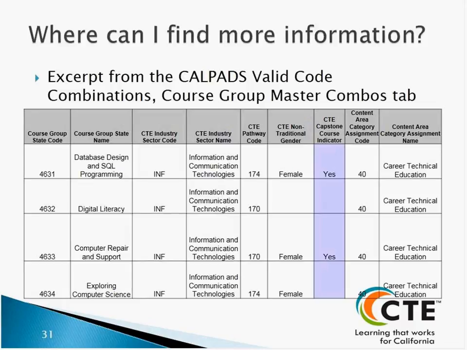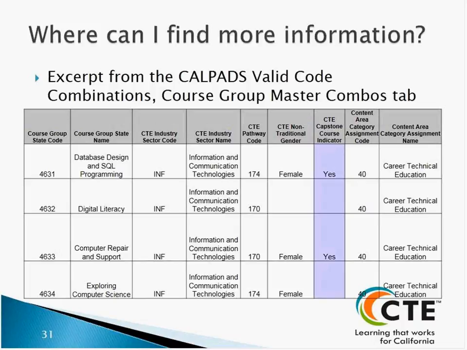This is what the CalPADS valid code combinations and course group master combo will look like. So far left, you'll see the course group state code, then the course group state name. That's the name that goes with that CBED code, which is also called the course group state code. You might call this something different at your local level, and that's fine, but map it to this section. And there's a column that shows you whether it's non-traditional for males or females. In this case, it's females.